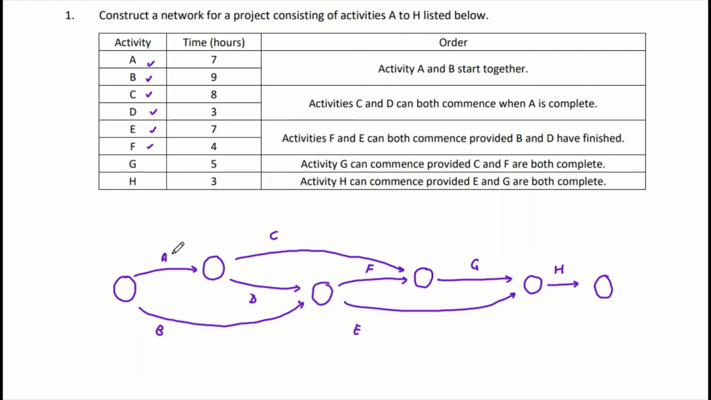So A7, B9, C8, D3, E7. You might want to change it a little bit in the middle here. So E7, and then after that we have F4, and then G5, and then H3. So this will be your whole project network. After you finish, make sure that you have those nodes and then you have the arrows.